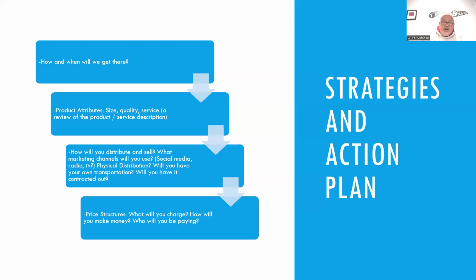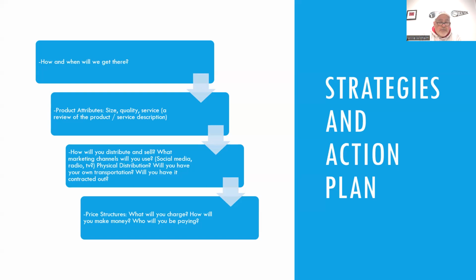And then you're going to have your strategy and action plan next in your marketing plan. Okay, this is where you're going to determine how and when will we get there. Okay, what's our product going to be? What's our service going to be? What's the size and scope, the quality? What is the description of the product? What is the description of the service we're trying to offer?